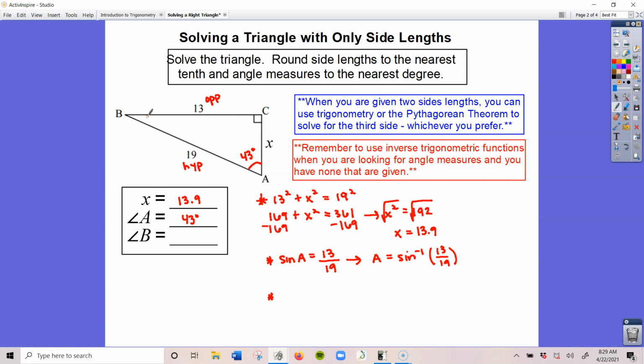Since all of these angles are supposed to add up to 180, that means that 43 plus the 90 degrees plus angle B is going to equal 180. 43 plus 90 is 133. And if I subtract the 133 from 180, what I get would be angle B, which is going to equal 47 degrees. And I have now finished solving for this triangle. Let's do a couple more.